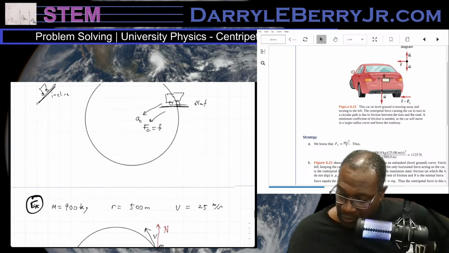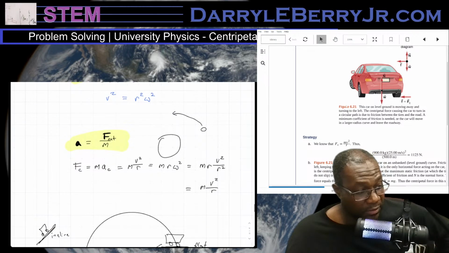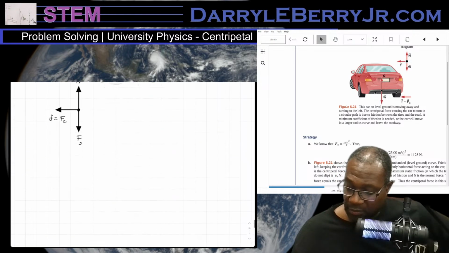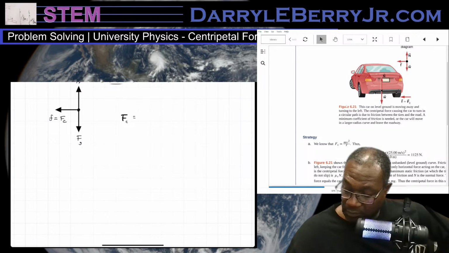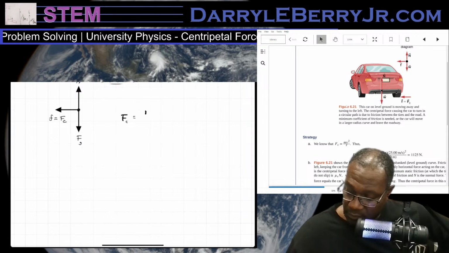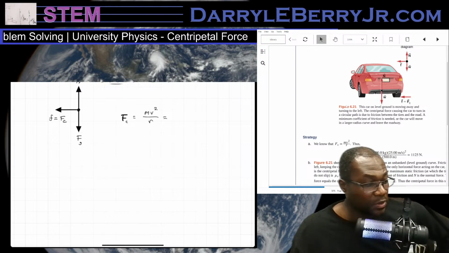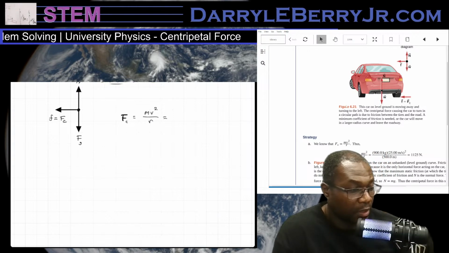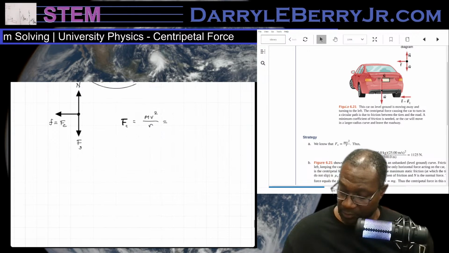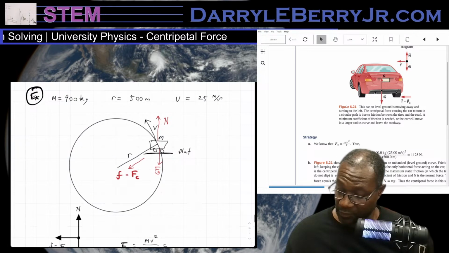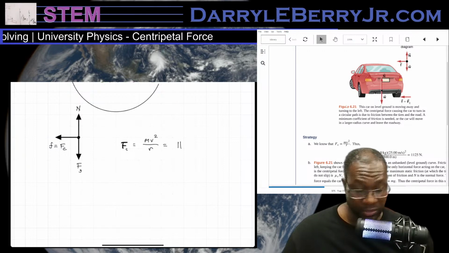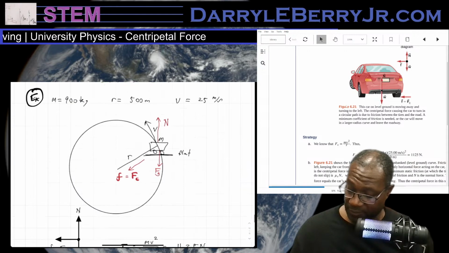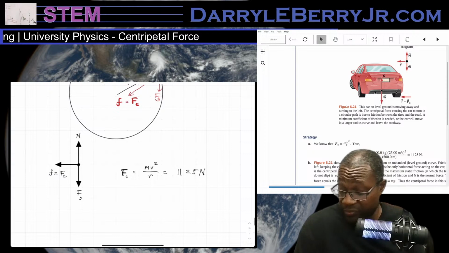All right. We're simply using this equation here. Fc is mv squared over r. So Fc is mv squared over r. We put the numbers in. 900 kilograms, 25 meters per second squared over 500 meters. So that's 1125 newtons of force. So that's also the frictional force, a lot of friction.